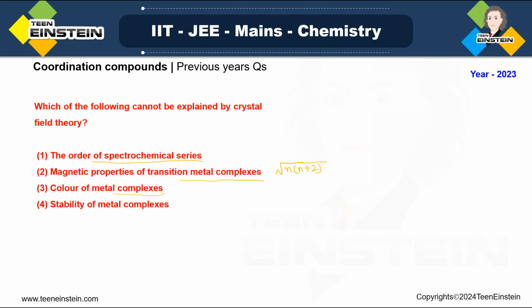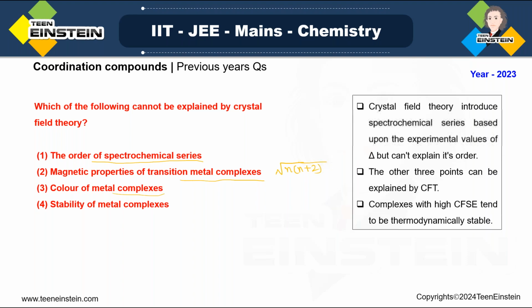Then from the Δo value, when the value is high, that means it will be more stable. That means all these you can explain. But the order of the spectrochemical series: suppose we are saying that cyano is strong field, water is weak field. But why is it so? The actual explanation we cannot get from crystal field theory. Though we use it to answer some questions of crystal field theory, what is the actual reason based on which this series is made? That explanation we cannot get from this.